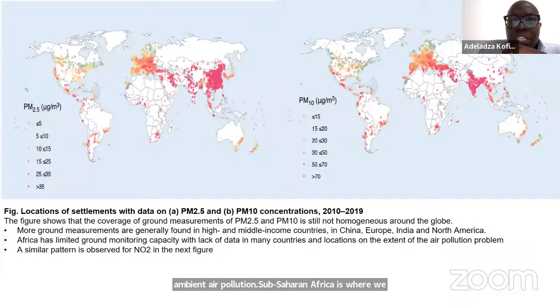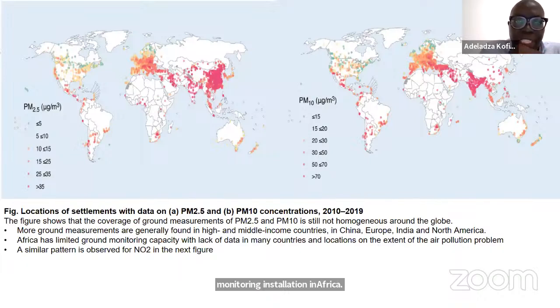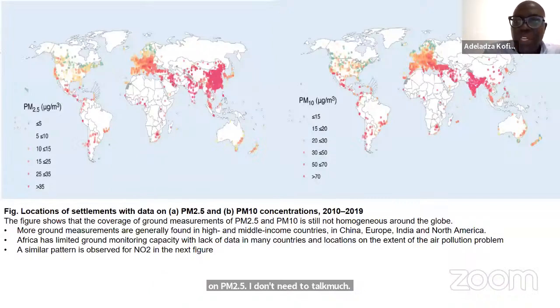I talked about the lack of data, the limited ground monitoring installation in Africa, and its attendant lack of data. This was a report produced recently, and it tried to indicate locations of settlement with data on PM 2.5. I don't need to talk much. You can see that Africa is bereft of air pollution data from this map.